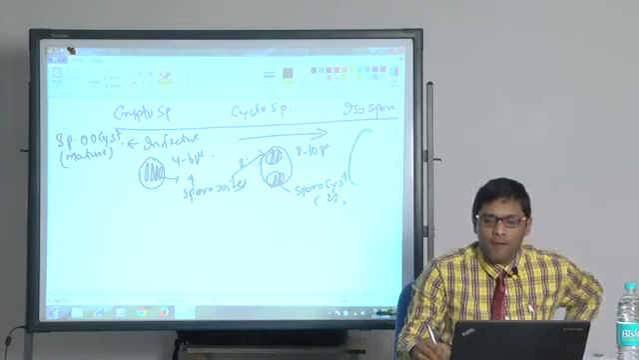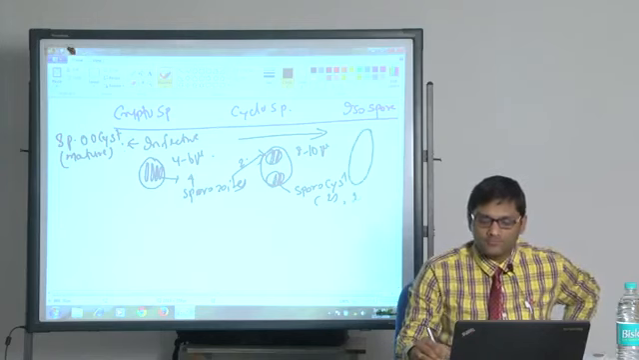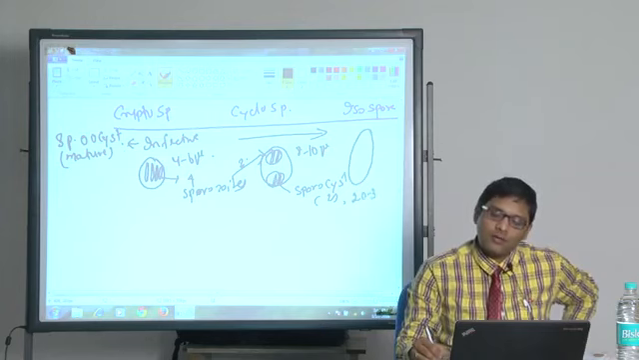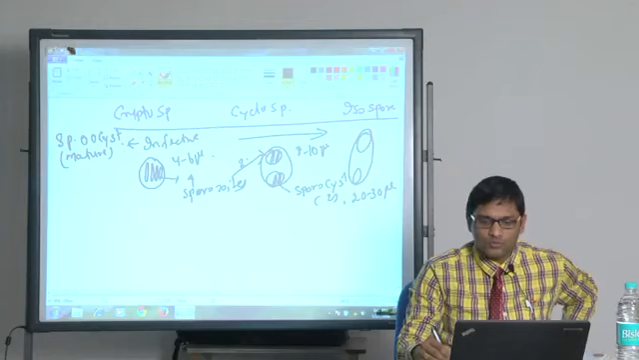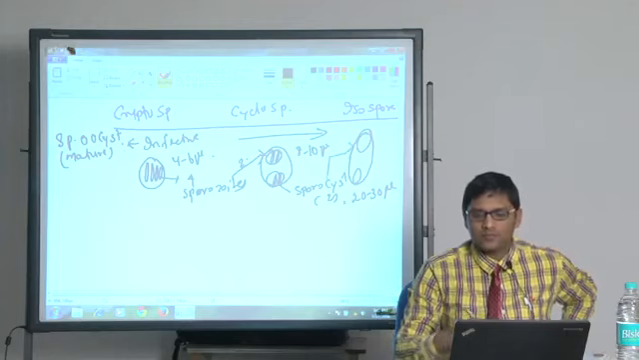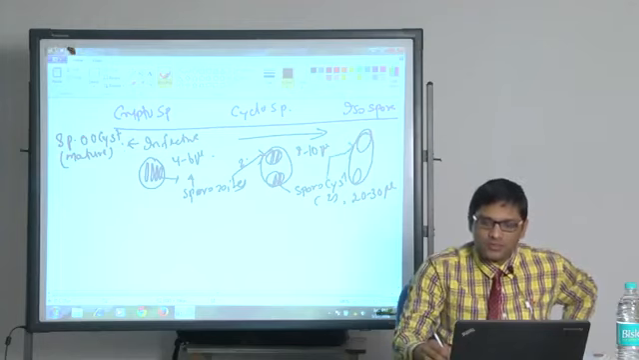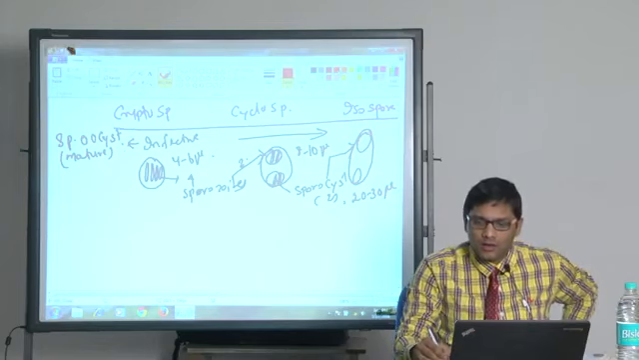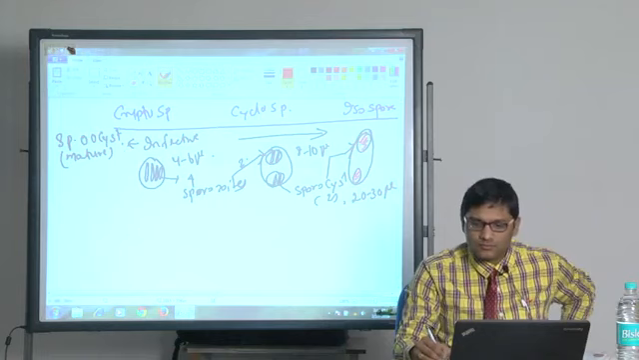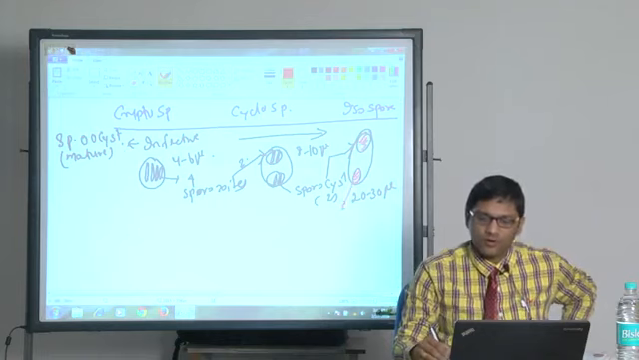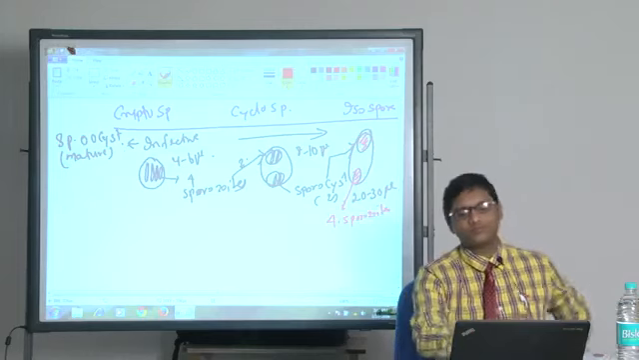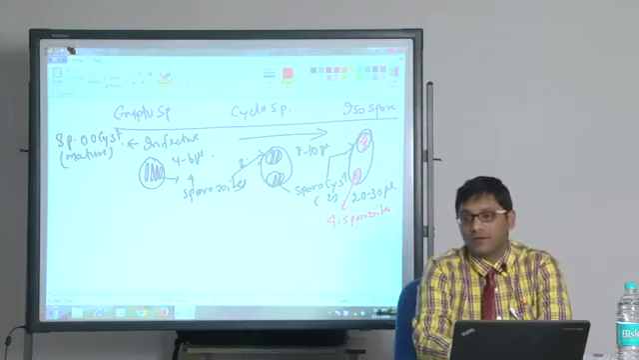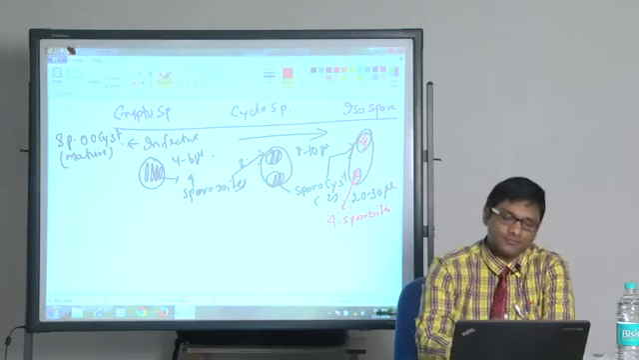Isospora is oval, it is 20 to 30 micron, contains again 2 sporocysts. Each sporocyst contains 4 sporozoites, 4 sporozoites. This description is very important, very frequently they ask.